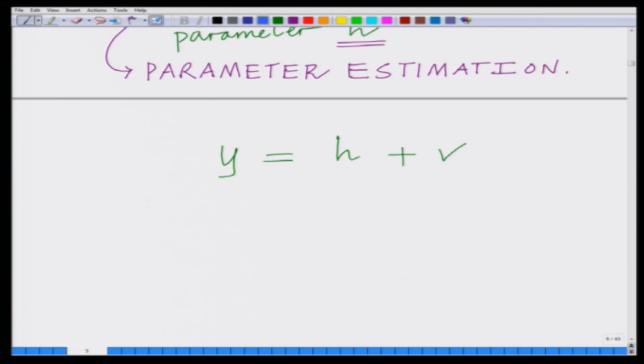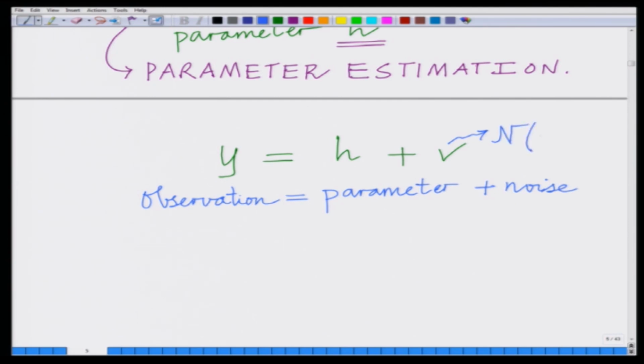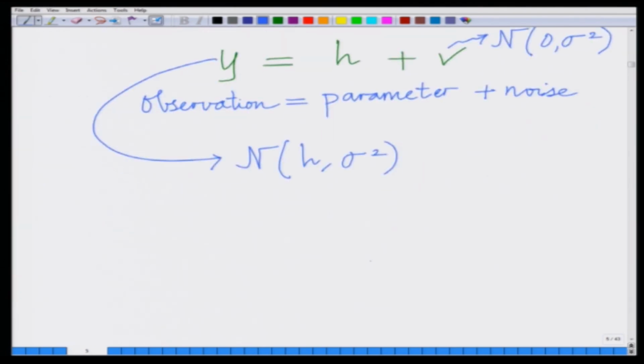So, this is your observation at the center, which is equal to the parameter that is denoted by h plus the noise that is denoted by v. And we have seen that when this v is Gaussian with mean 0 and variance sigma square, then this y is also Gaussian with mean given by the unknown parameter h and variance sigma square.